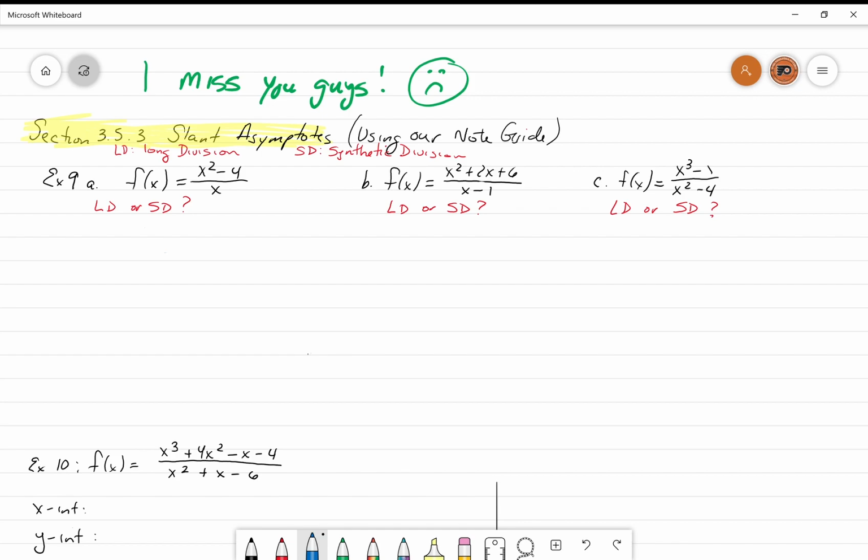Good morning. We're going to start off with section 3.5.3, Slant Asymptotes. We'll be using the note guide that's in our packet. It's also available on the Focus website under Resources if you need it.